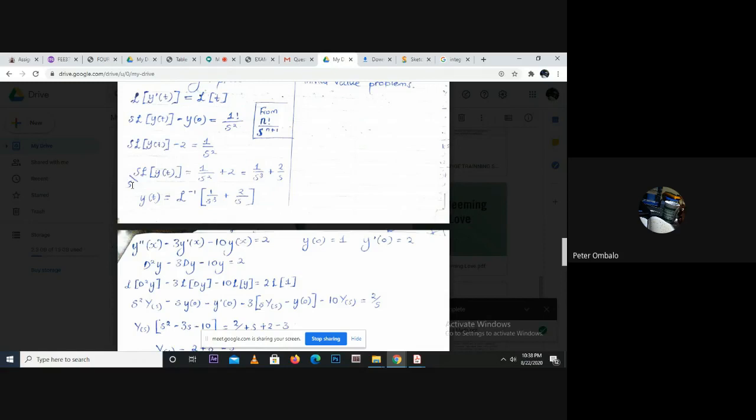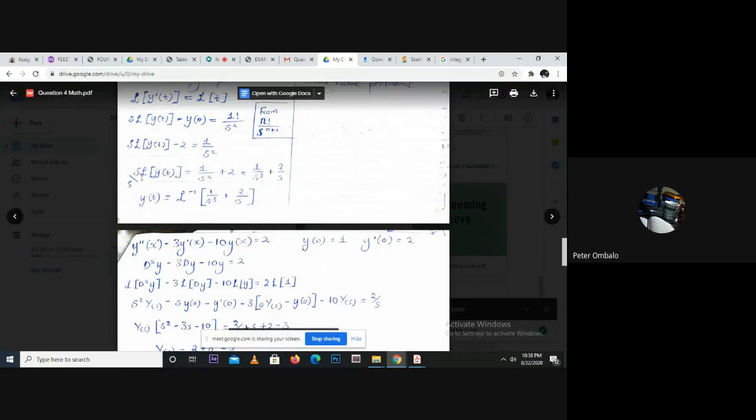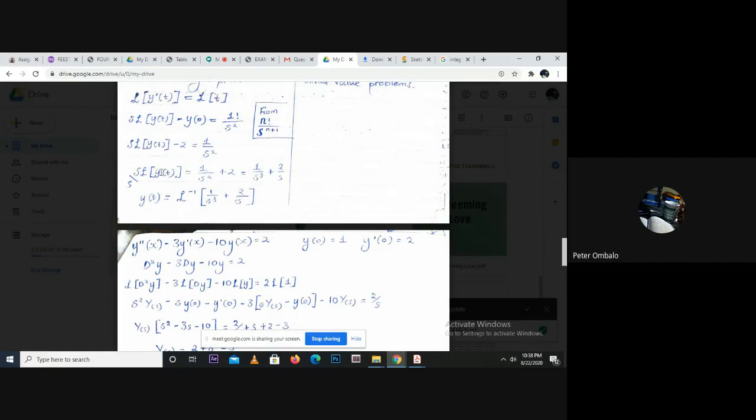If we divide both sides by s, this will be 1 over s cubed, and then the second term will be 2 over s. Remember now this s has gone because we've divided both sides by s, so we're just left with the Laplace transform of y of t. To get y of t, we take the inverse Laplace transform on both sides of the equation again. So on the right hand side, the inverse Laplace transform of this plus this.